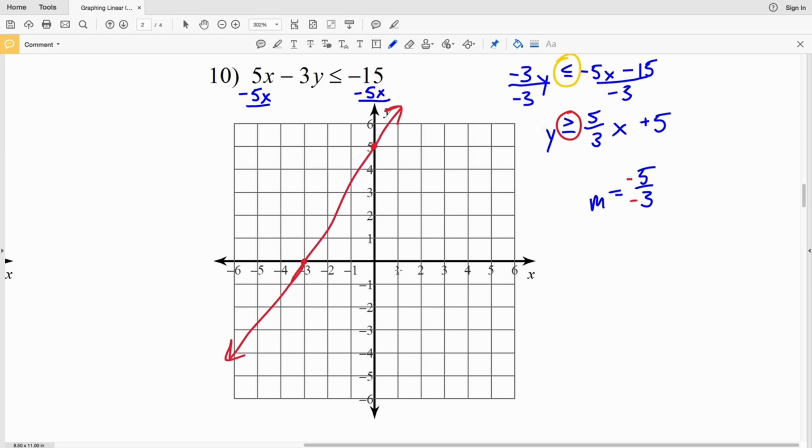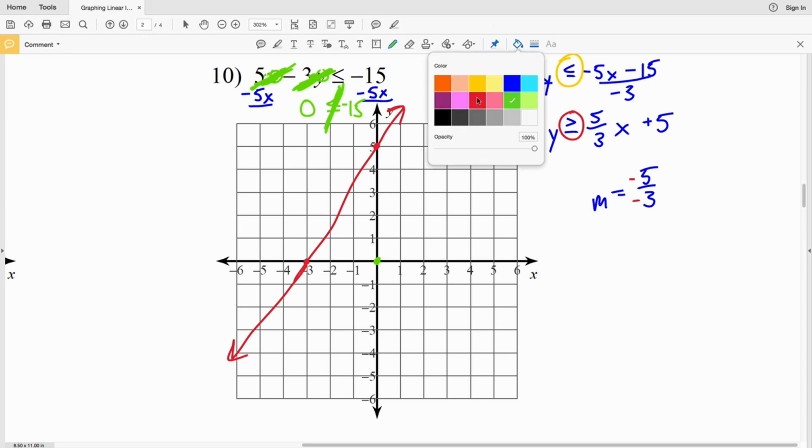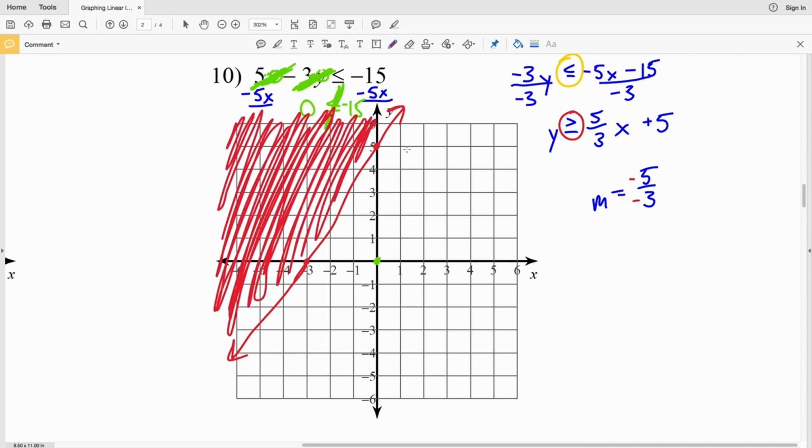Now we just need to use the test point. Let's use the point 0, 0. And you can plug that test point into the original inequality or into the new inequality that we've acquired. Let's go ahead and plug it into the original since it'll be easier. If we plug in 0 for x and 0 for y, 5 times 0 is 0, 3 times 0 is 0, so we'll be left with 0 on the left-hand side, less than or equal to negative 15 on the right. Is that true? No, 0 is greater than negative 15, so we're not going to shade in the region that includes 0, 0, we're going to shade in the other region. And that's the answer to number 10.